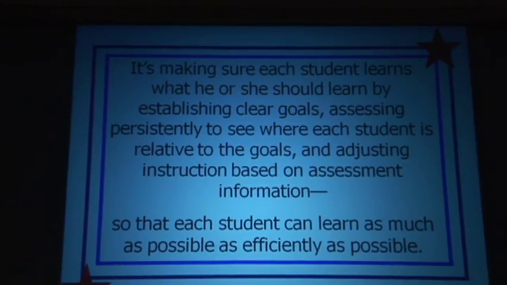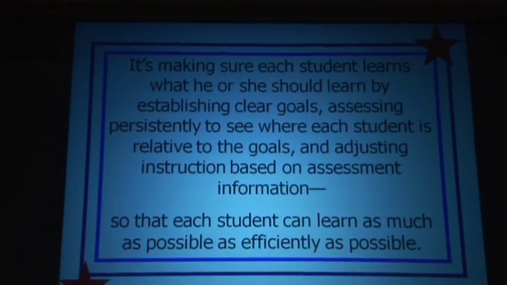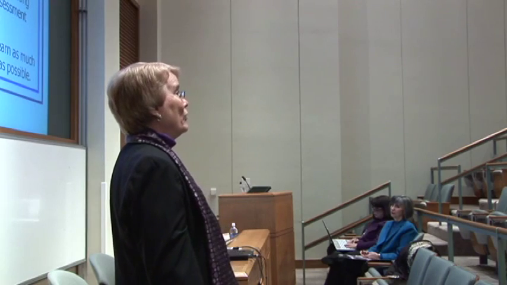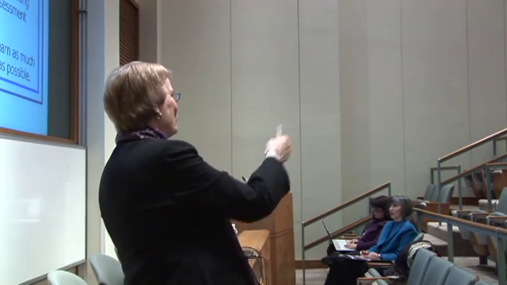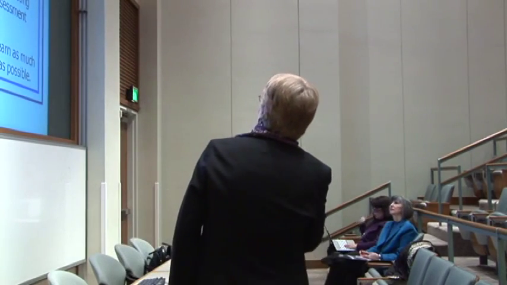Differentiation is making sure that every kid learns as much, as fast as possible by ensuring that we have absolutely clear goals. If you differentiate without clear goals, I'm just not real sure you're going to get where you're going because you're just not real sure where it is you're trying to go. So clear goals, really important. Assessing constantly to see where each kid is relative to those goals. This is where we should be. Who's ahead of me? Who's behind? Who's misunderstanding something? Who's got a chunk missing?